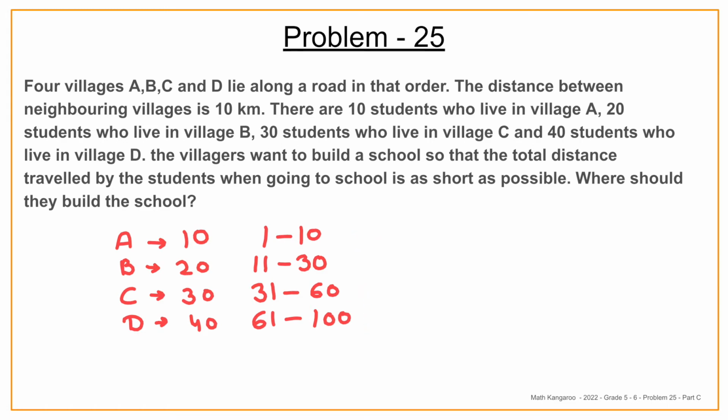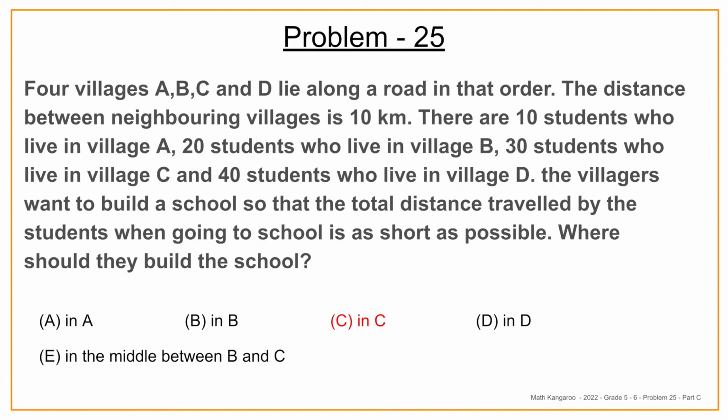Now we will use median. The median is the middle value in a data set when the values are arranged in ascending order. So 100 divided by 2 gives us 50. So the 50th student will be in this range, which is in village C. Therefore, the best place to build the school is in village C, which is option C.